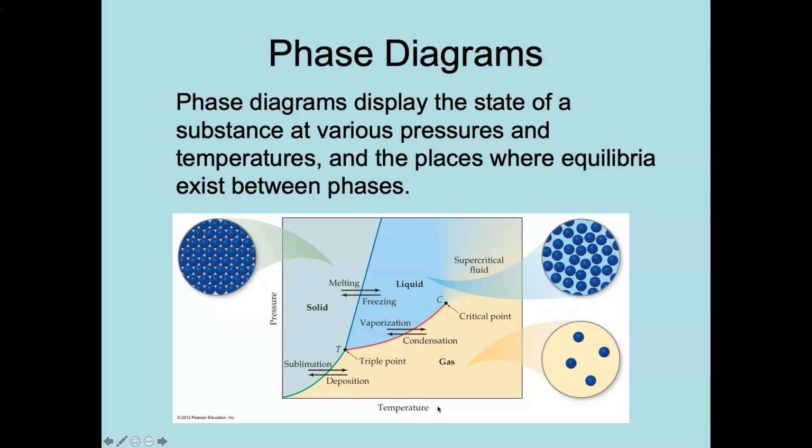So here we see the 3 phases, solid, liquid, and gas. And we see lines. Across those lines are phase changes. So when a solid wants to become a liquid, it has to melt. And at a specific pressure, that may be different.